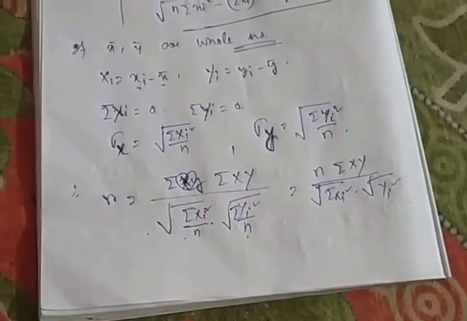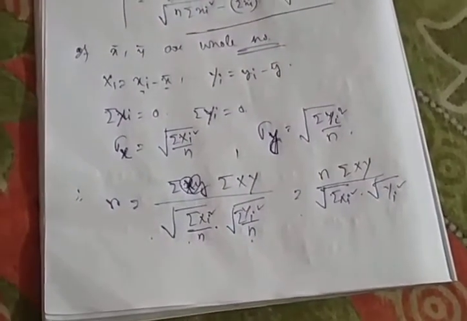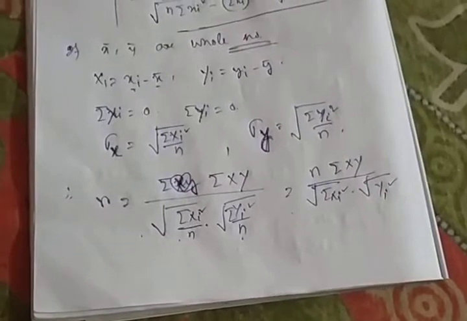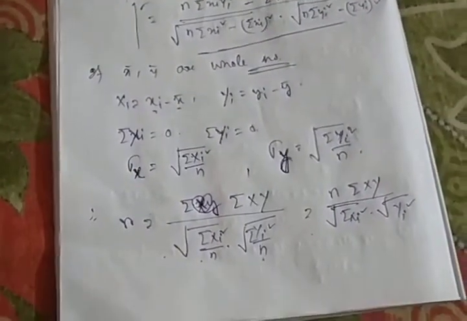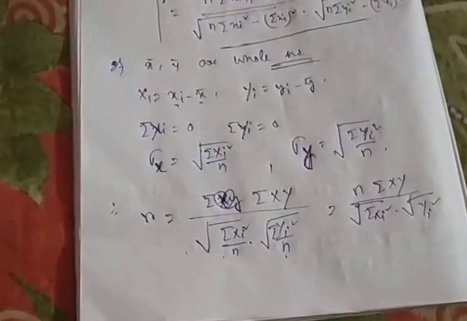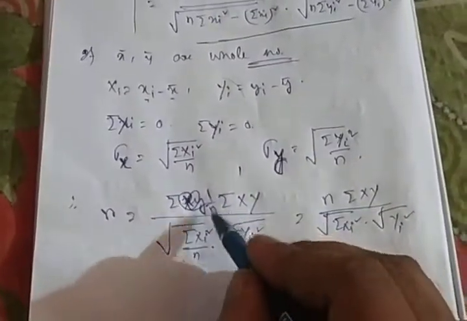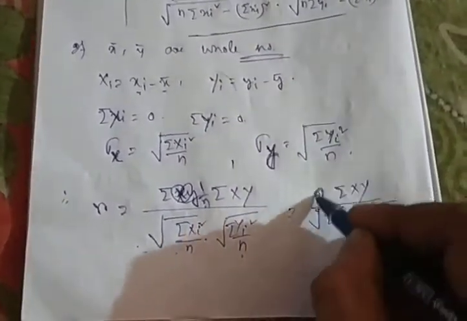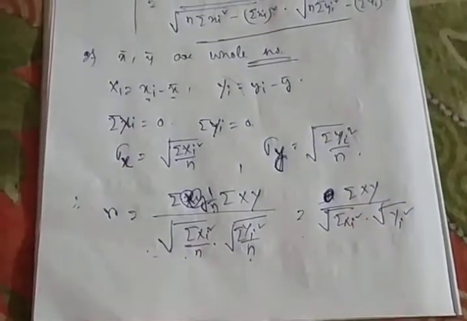So this is the formula for when the x bar and y bar are whole numbers. So these are the formula. And this here will be 1 by n, and here will be 1 by n, and this is 1 by n. So this n is not to be included. So this is the complete formula.